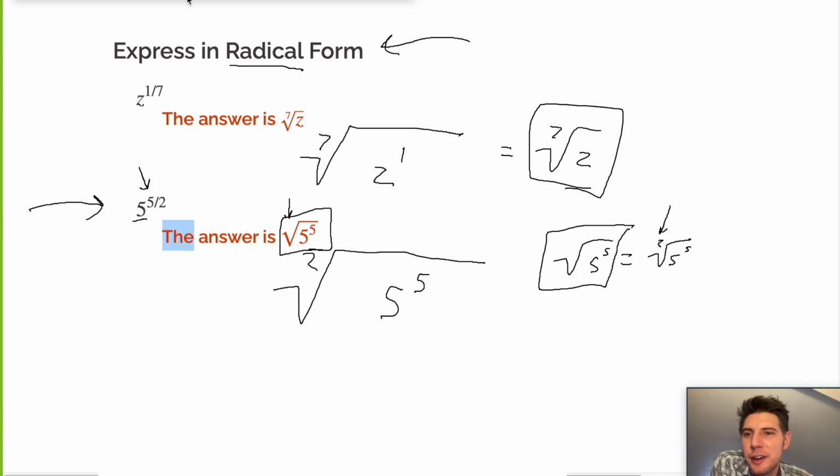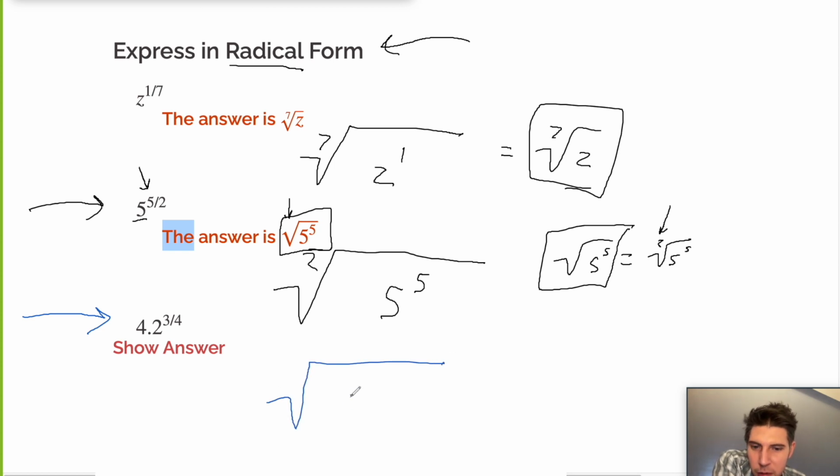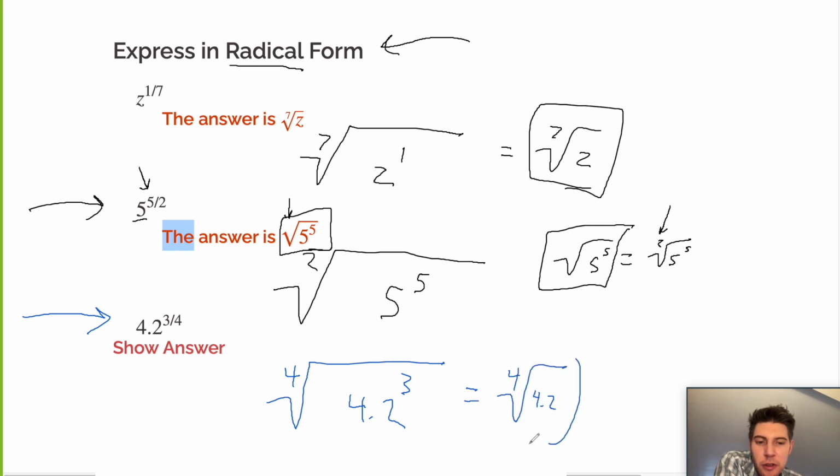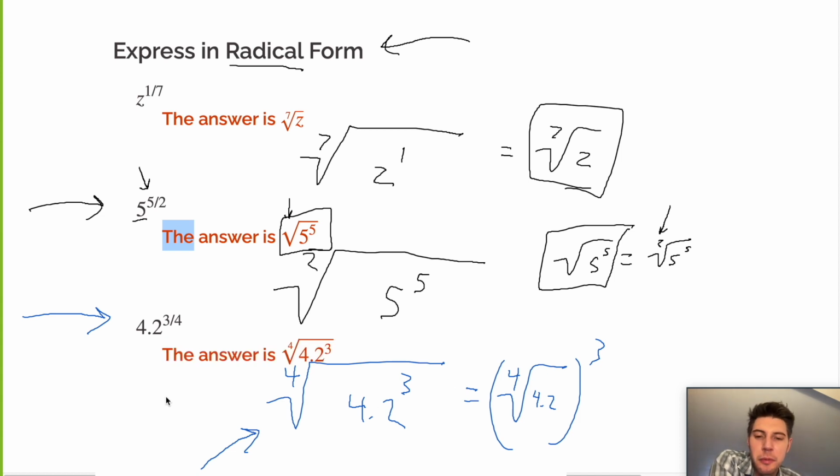Let's do one more. For the last one, we'll do this one on the bottom here. Same thing, radical form means it's going to be a radical. We're going to have the 4.2 here. This 4 in the denominator is our root, and this 3 is going to go there. We also could write this, if we wanted to, as the 4th root of 4.2, the whole thing cubed. Both of these are valid. I'm pretty sure when we hit show answer, it's going to show us this one, but either of these would be right. And there it is, the 4th root of 4.2 cubed.